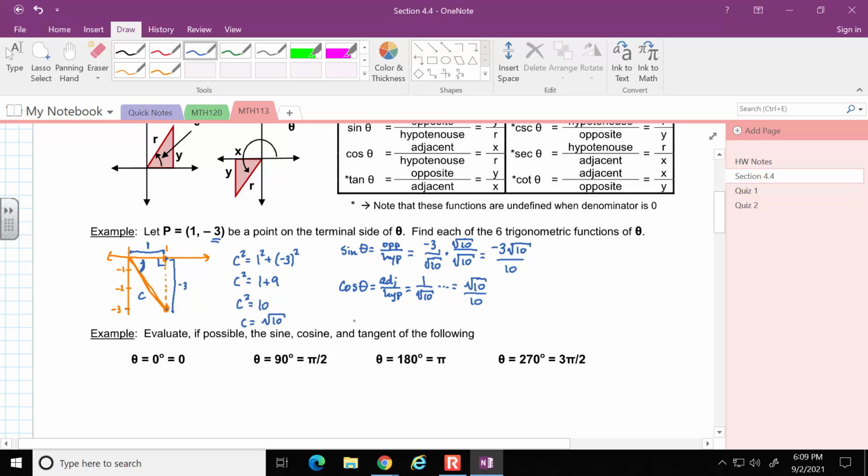What about tangent? Well, there's different ways we can do tangent because we've done sine over cosine, but we can also do opposite over adjacent. So we'll say opposite side over adjacent. So the opposite side we've already determined is negative 3. The adjacent side is 1. So we get negative 3 for the tangent. Okay? Questions on that? Comments? Okay, I'll slow down for just a second. Let's catch up.